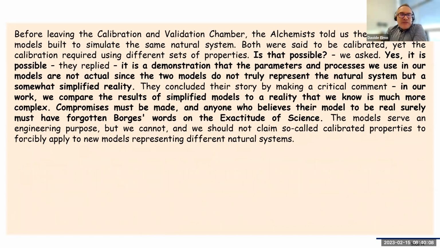Before leaving the calibration validation chamber, the alchemist told us the story of two models built to simulate the same natural system. Both were said to be calibrated, and yet the calibration required using different sets of properties. Is this even possible? We asked. Yes, it is possible, they replied, and it is a demonstration that the parameters and processes we use in our models are not actual, since the two models do not truly represent the natural system, but somewhat simplify reality.